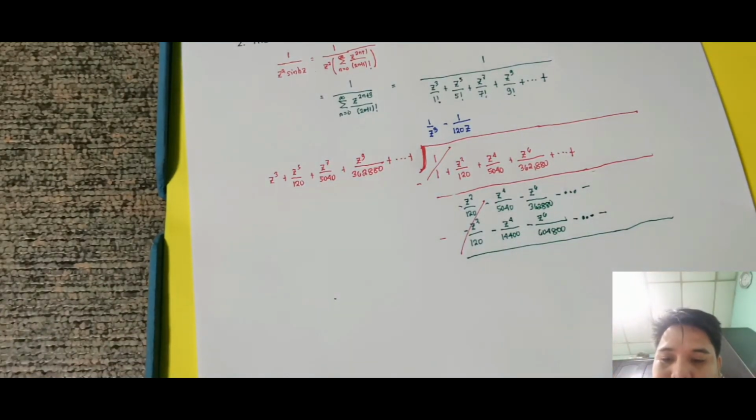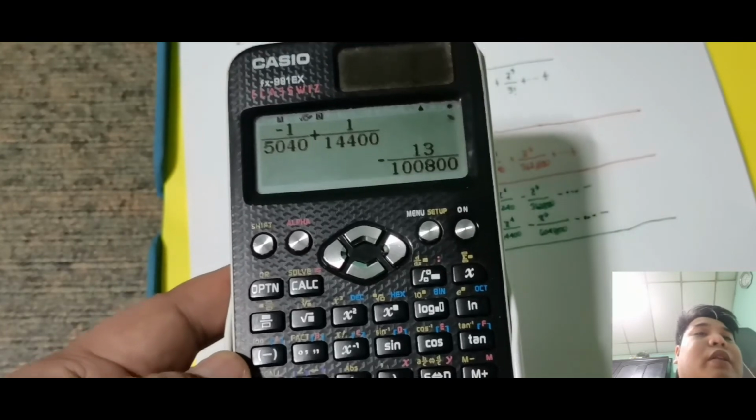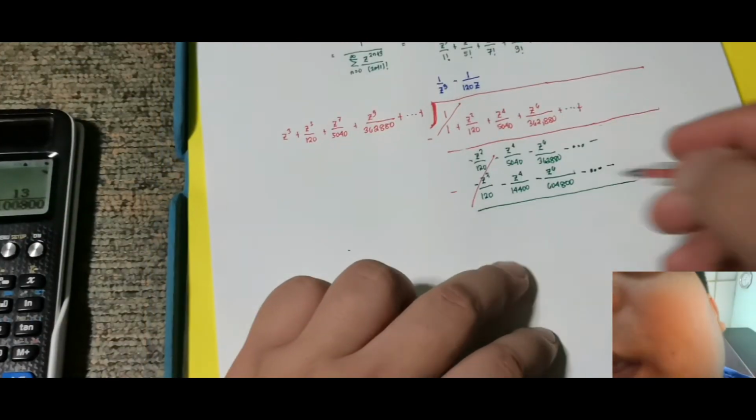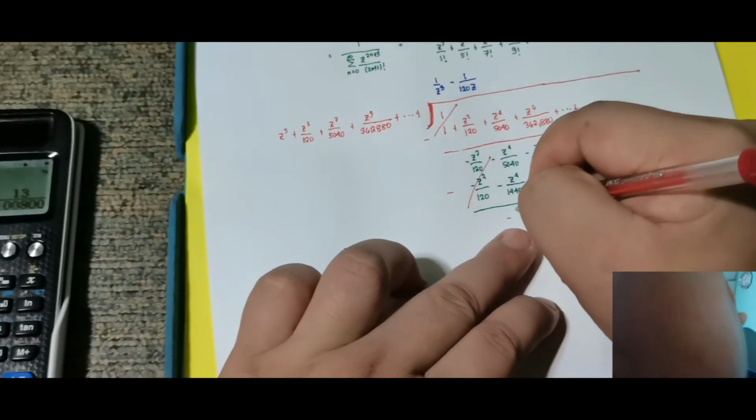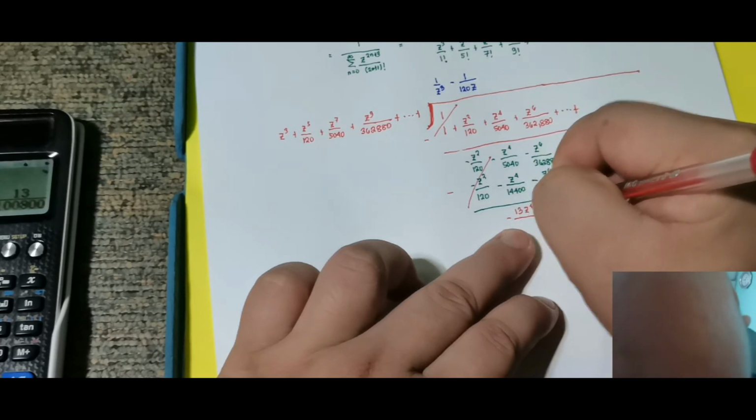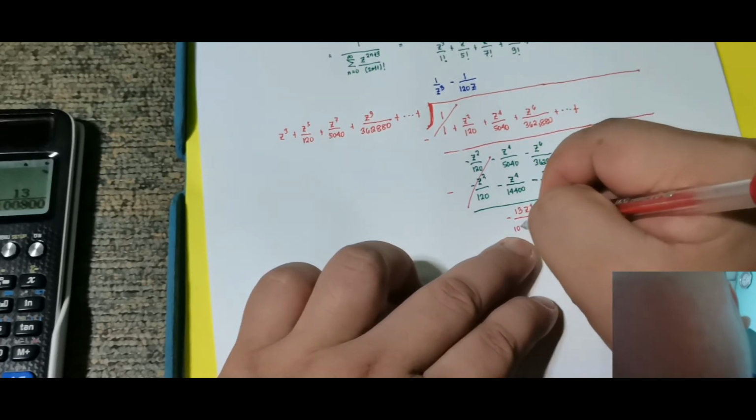So negative 1 over 5,040 plus 1 over 14,400. So disregard ko lang z to the fourth, so parehas. So that is negative 13 over 100,800. So lagay ko lang yung sagot. Ang result niya is negative 13 z to the fourth over 100,800.